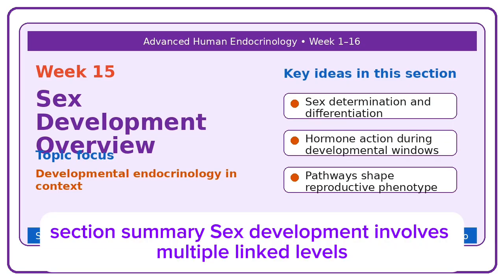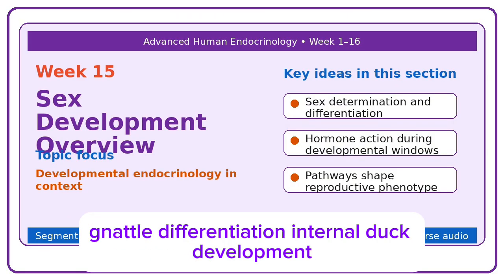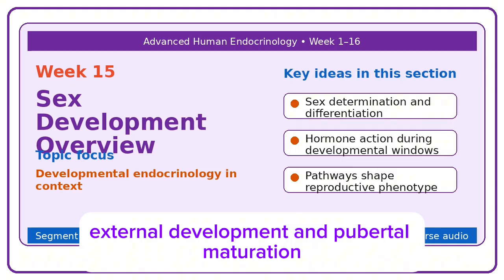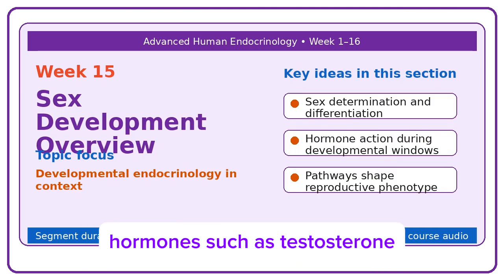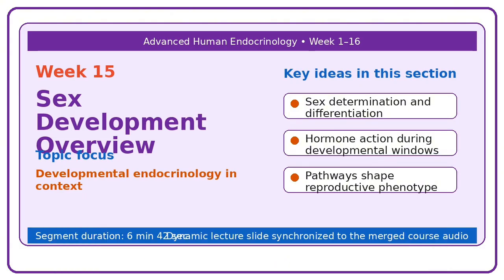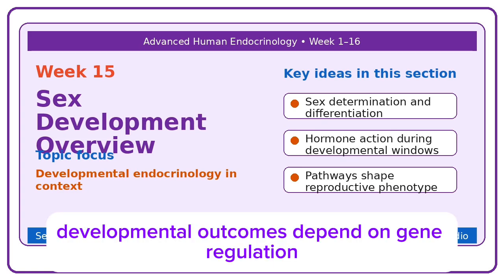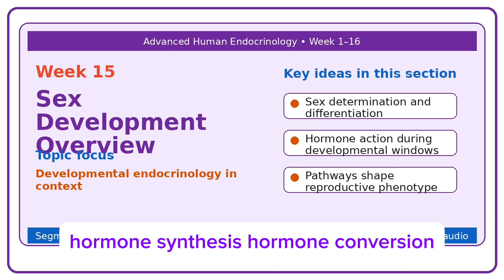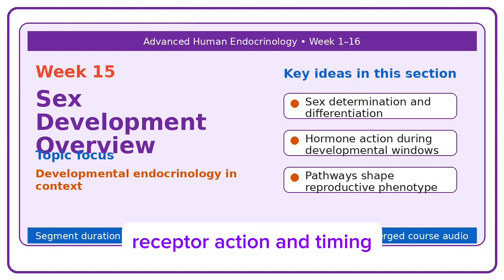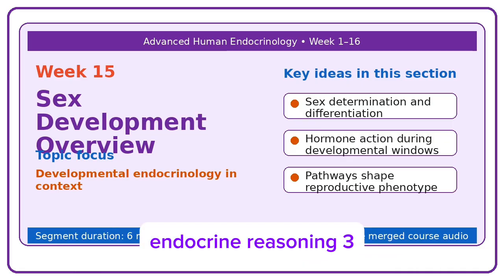Section summary. Sex development involves multiple linked levels, including chromosomal context, gonadal differentiation, internal duct development, external development, and pubertal maturation. Hormones such as testosterone, DHT, and AMH are central signals in these pathways. This topic is best understood as a systems-level endocrine process. Developmental outcomes depend on gene regulation, hormone synthesis, hormone conversion, receptor action, and timing. That is why special topics in sex development are powerful examples of integrated endocrine reasoning.